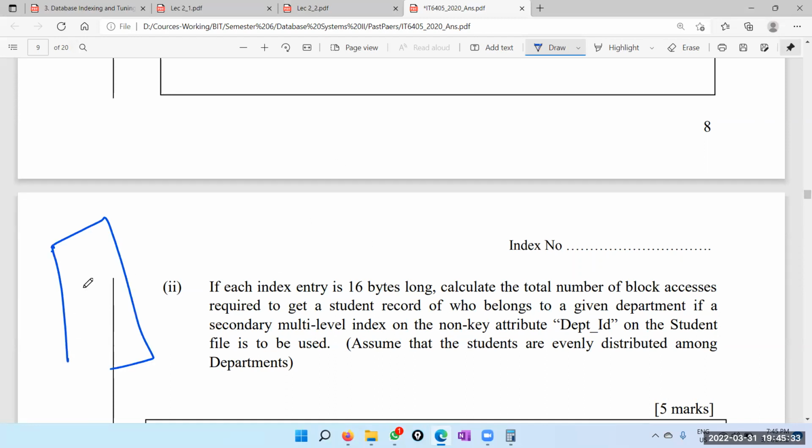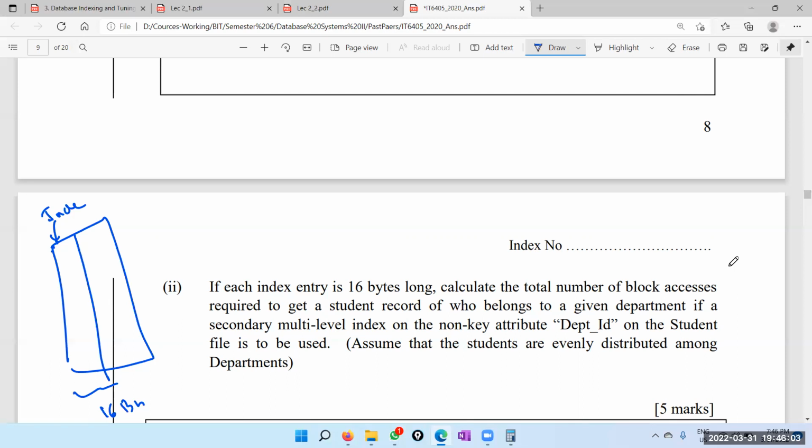Say the index field is 16 byte long. Then you have the block pointer, the pointer to the block. Calculate the total number of block accesses required to get the student records belonging to a given department if a secondary multi-level index is used.